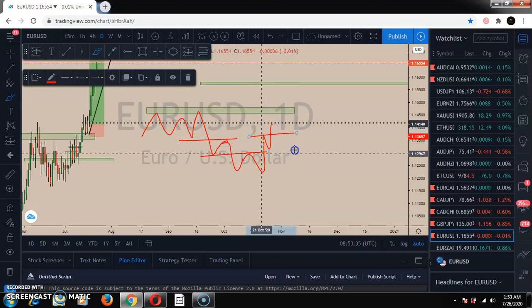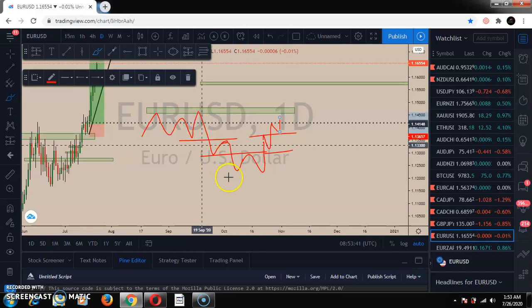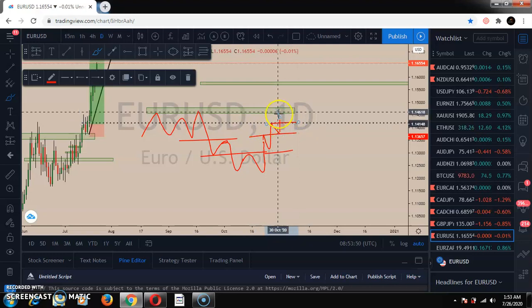Retest to the neckline, a break of this area again, retest to this area, and currently, as you can see, the market is currently trending up. Here it was trending down, now it's trending up. What should you be looking for? You will be looking for buy opportunities only, because once the market retests this area, you will see a buy opportunity here for it to break this region to the upside.